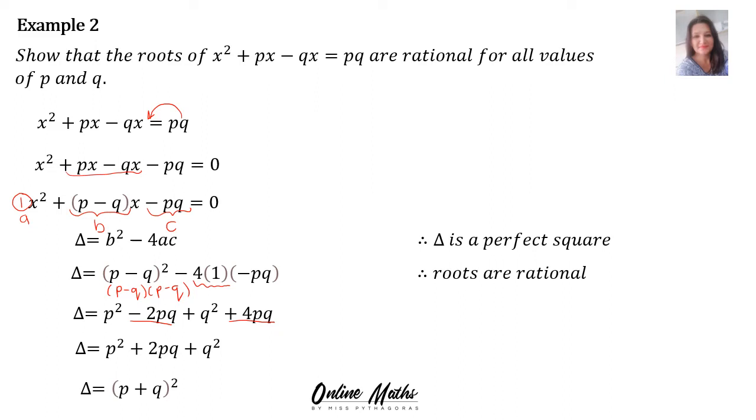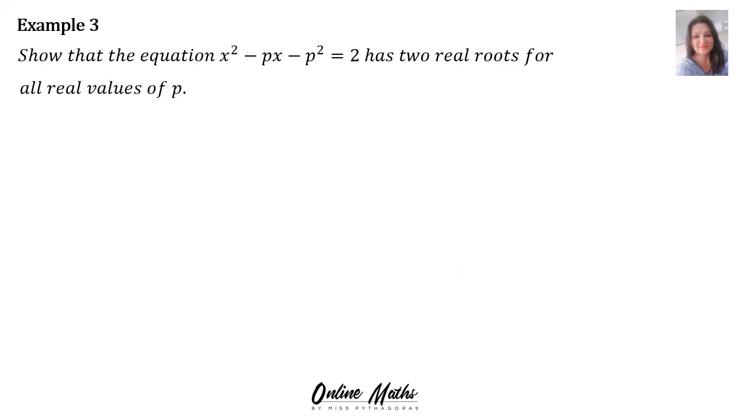Example 3. Show that the equation x squared minus bx minus b squared is equal to 2 has two real roots for all real values of b. Again, there's your equation, and we write our equation in standard form. So what happened here was 2 walked over and it became negative 2.